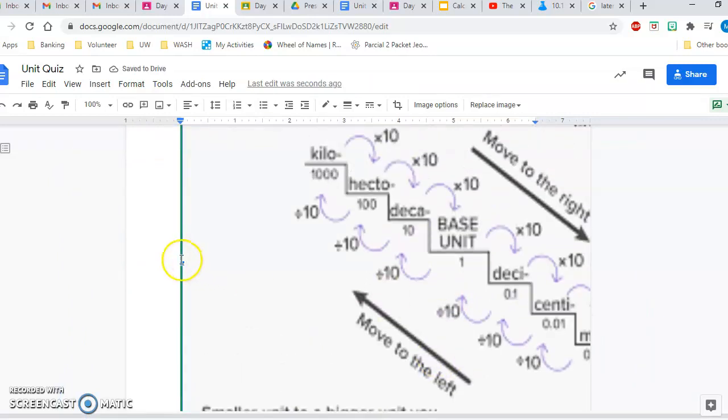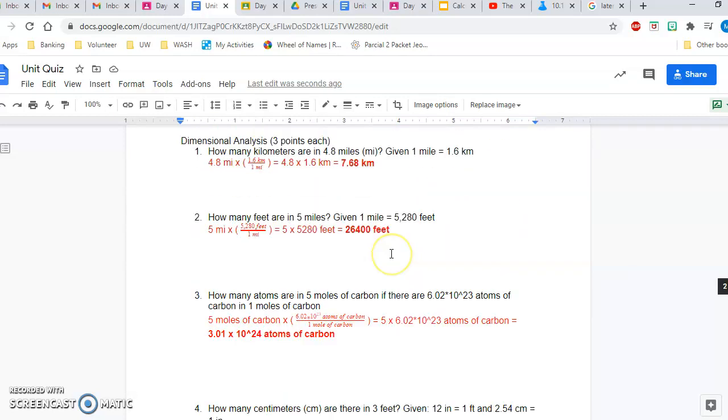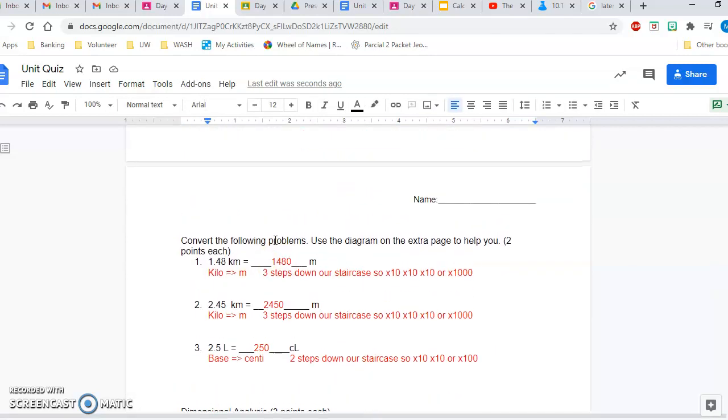And then I'm going to shrink it a little bit. There we go. So this way it looks better. So if we're starting at kilo and we're going to our base unit of meter, we're going to multiply by 10, multiply by 10, multiply by 10 to get to our base unit. So by doing that, what I did is I took 1.48, multiplied it by 10 by 10 by 10, or by 1,000, same thing.